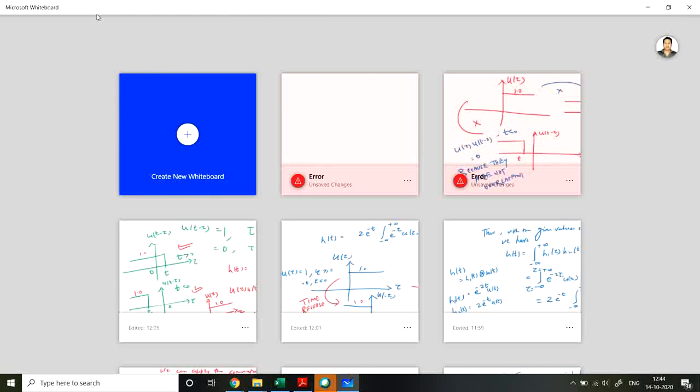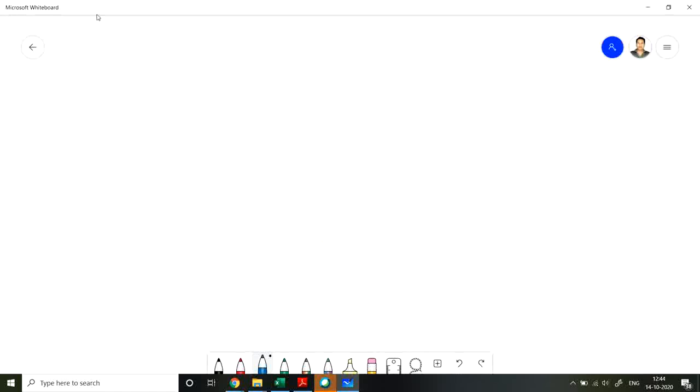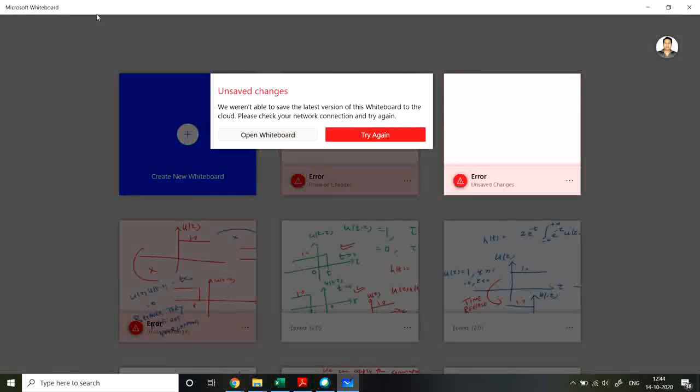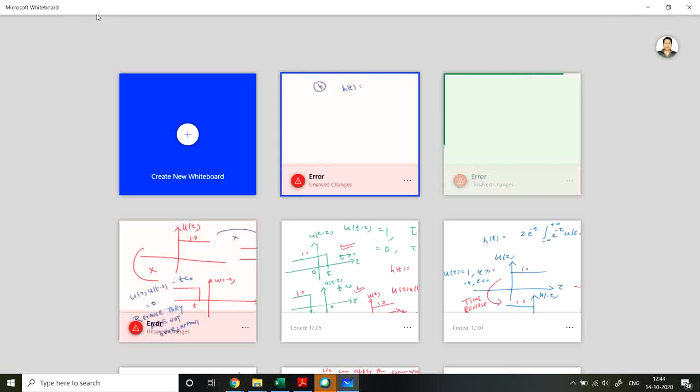Let us solve part B, the second part of the problem. In the second part we need to find out the stability of the system. So what is h(t)? We have derived the value of h(t) on the previous page.